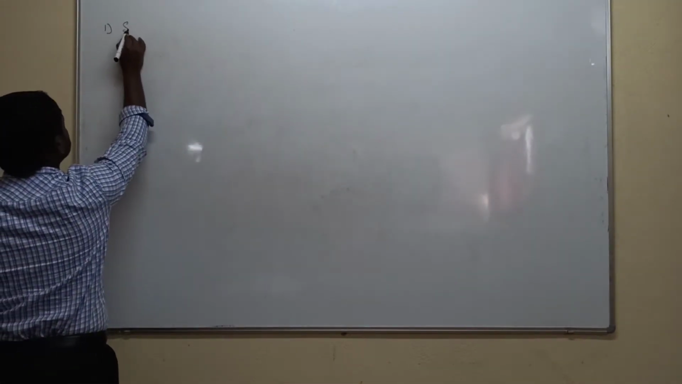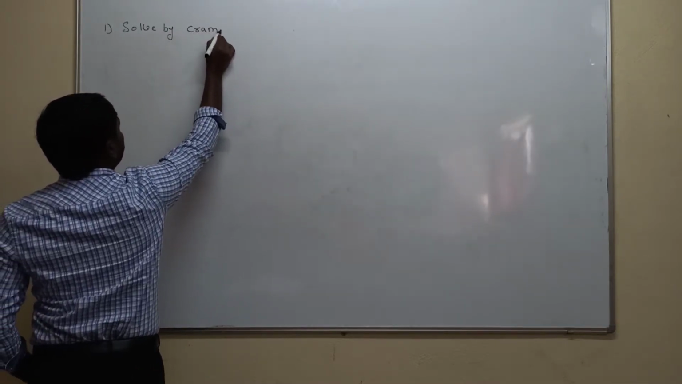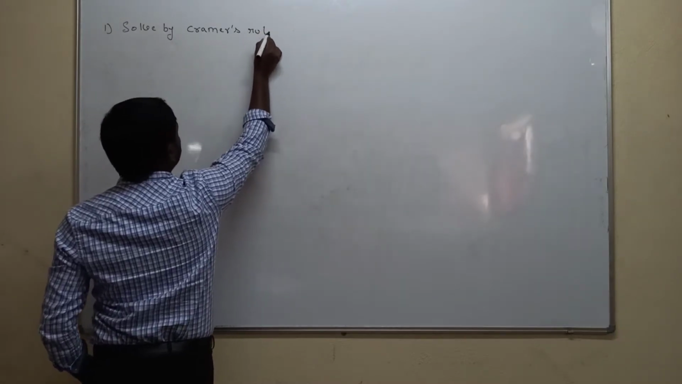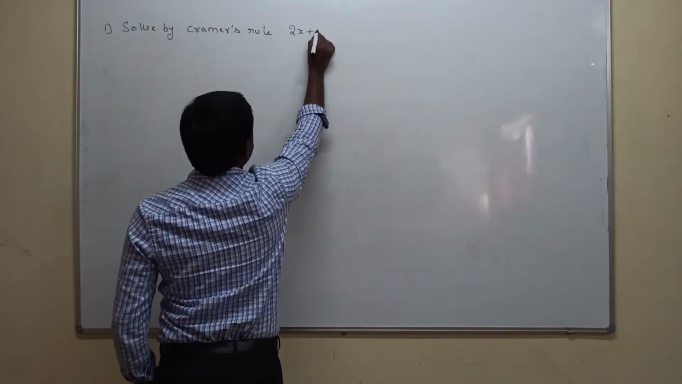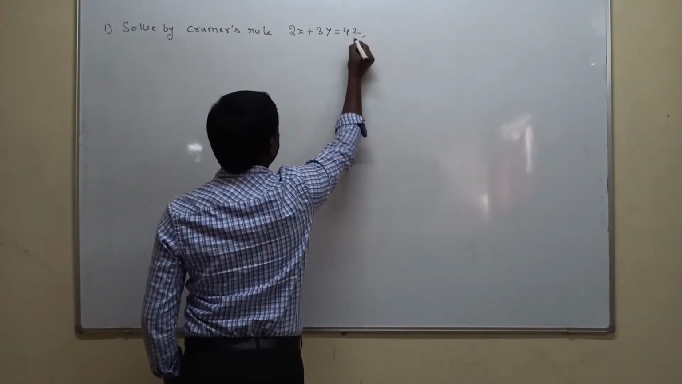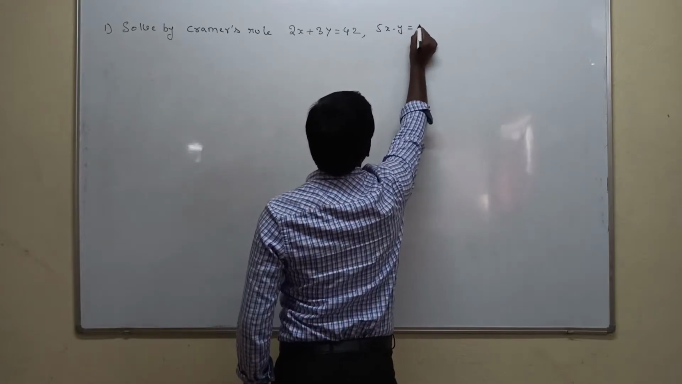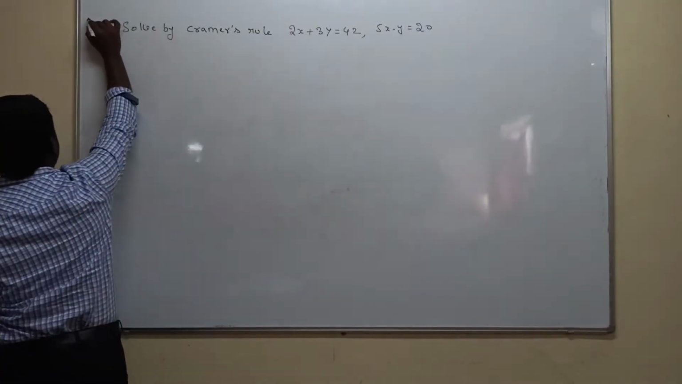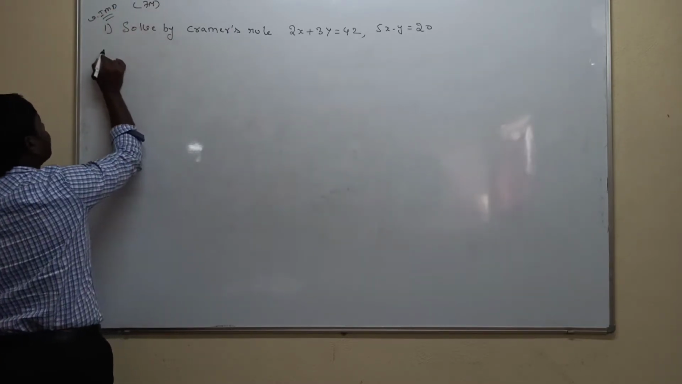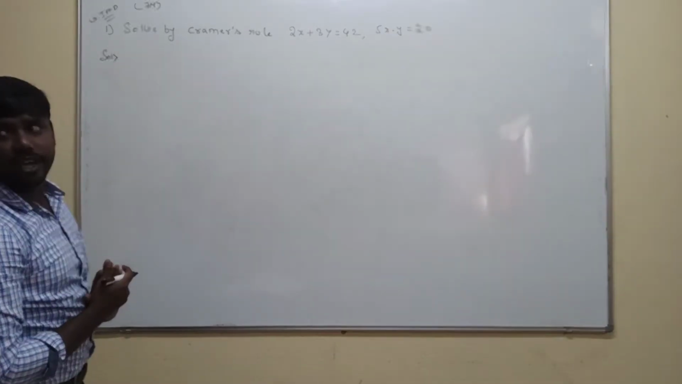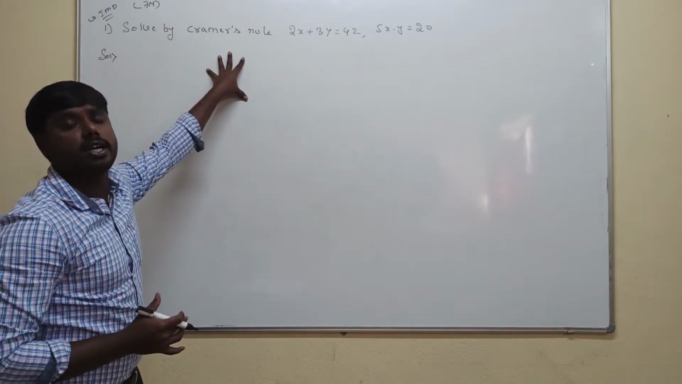First question: solve by Cramer's rule. The given two linear equations are 2x plus 3y is equal to 42, and another equation is 5x minus y is equal to 20. Very important, this type of problem. It is a 7 marks question. What is the question here? By using Cramer's rule, find the x and y values.